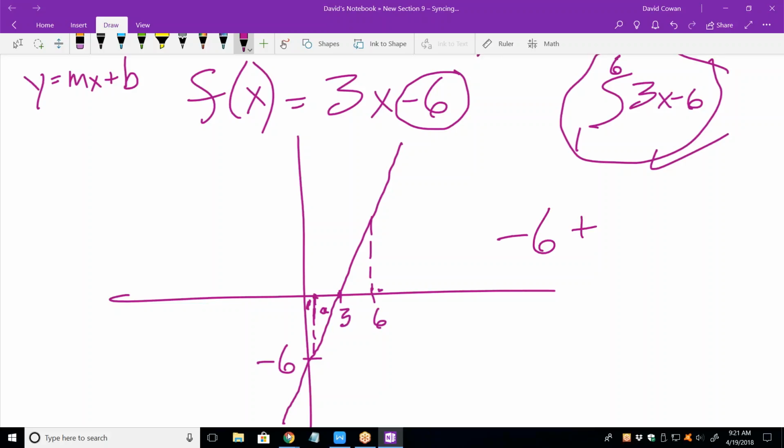Plus the area of triangle B. Well, we need this height. The base is 2. The slope is 3. Therefore, what's the height of that triangle?